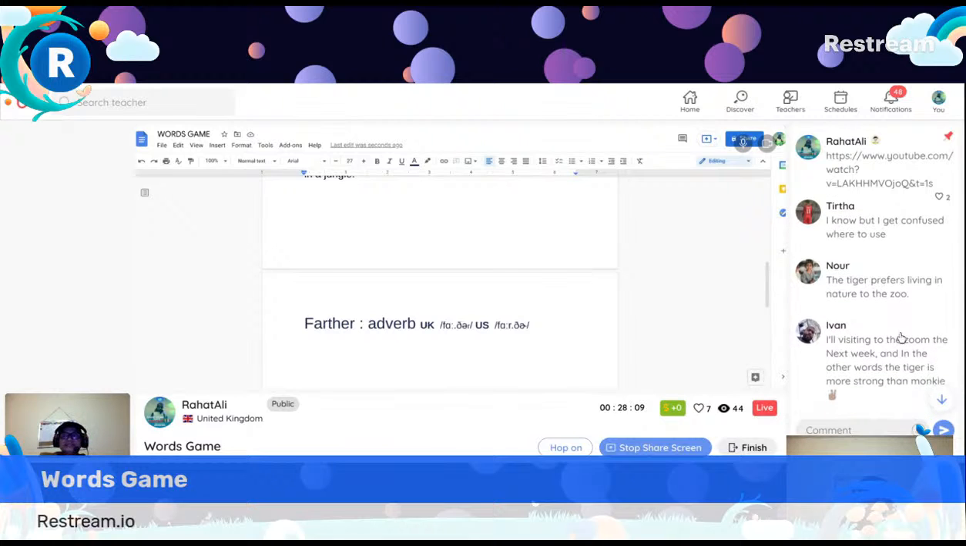That's correct, Noor. Well done. Ivan said, "I'll visiting." It should be I'll be visiting, not I will visiting. I'll be visiting the zoo, not Zoom, next week. And the other sentence, "the tiger is more strong than monkey." That is your second sentence, and both of your sentences are incorrect. I'm going to correct it for you, okay, Ivan?